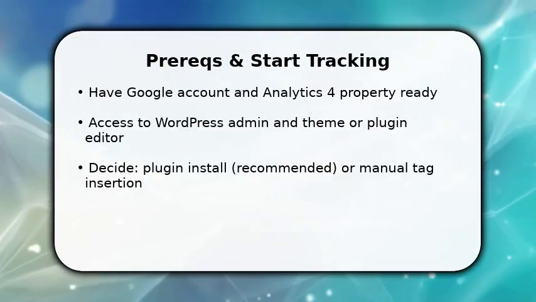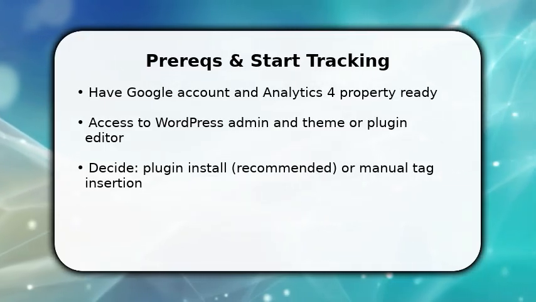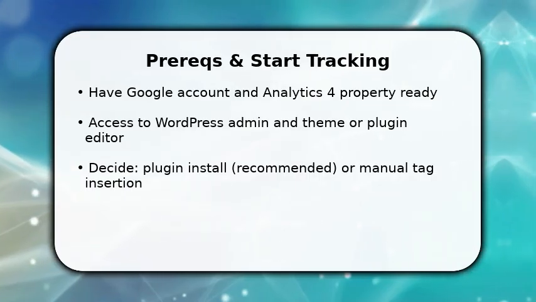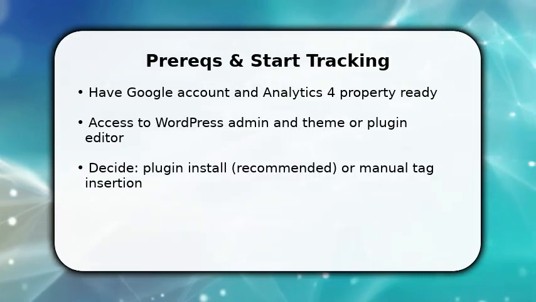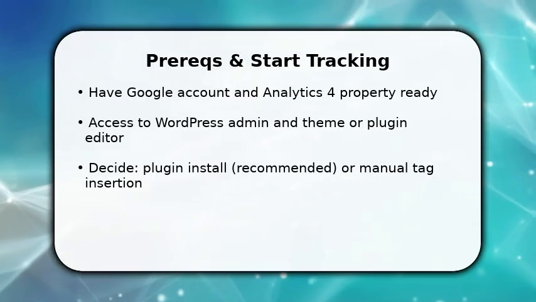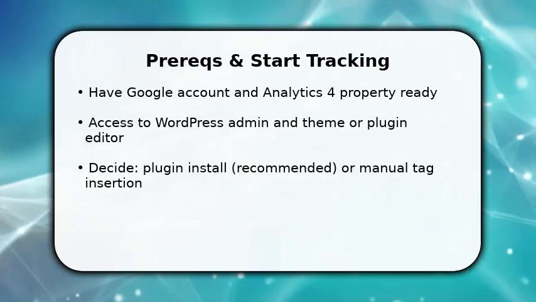You'll begin by confirming prerequisites: a Google account, an Analytics 4 property, and WordPress admin access. Once confirmed, choose your integration path, plugin for simplicity or manual tag for control. If you pick plugin, install a trusted GA4 plugin and authenticate with Google. If manual, copy the GA measurement ID.